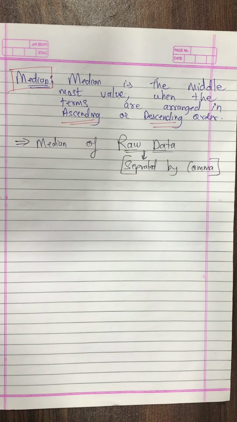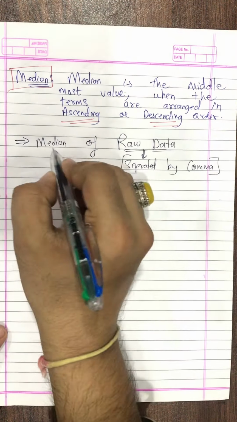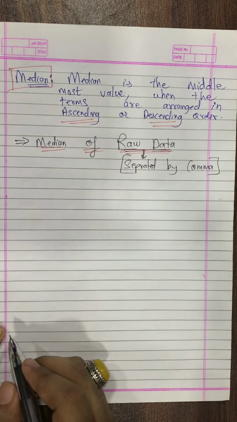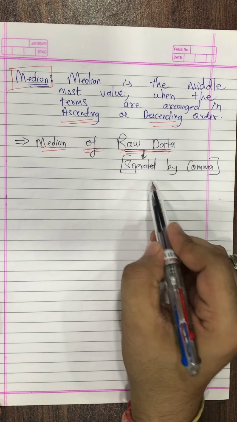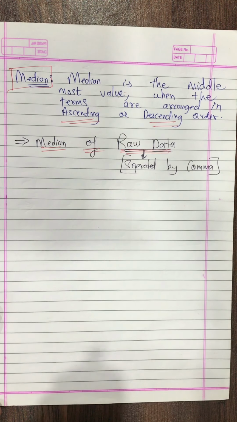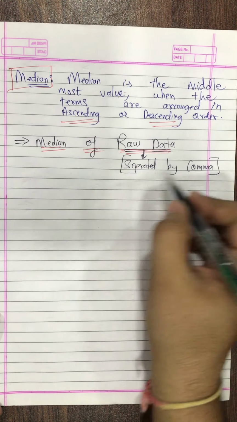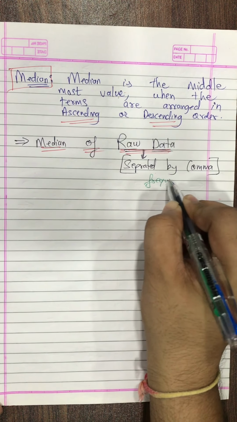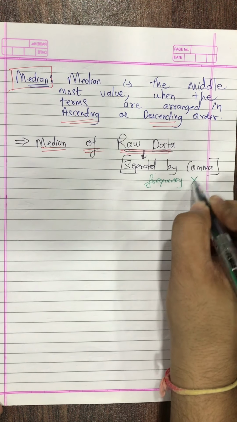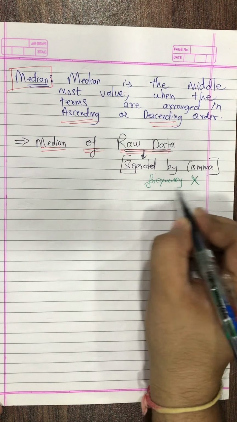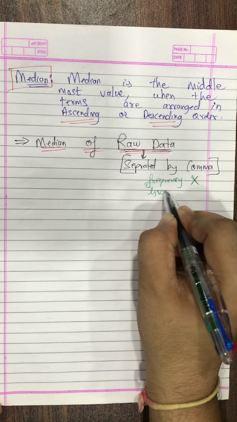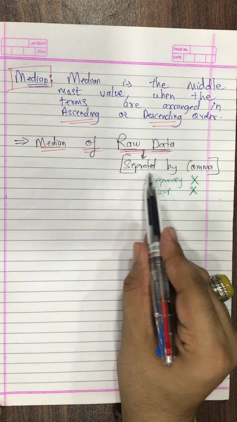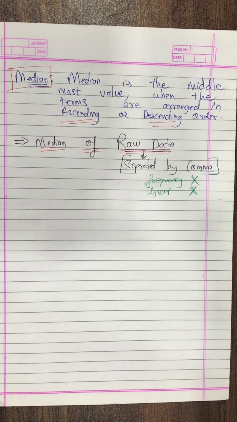Okay, students, now what we are starting today is how to find the median of raw data. What is raw data? Raw data means the data separated by commas. For your knowledge, I am adding something extra. In such types of data, frequency will not be given, and of course the data is not grouped. Class intervals will not be given. Just the data is separated by commas. That's it. So what are the steps?